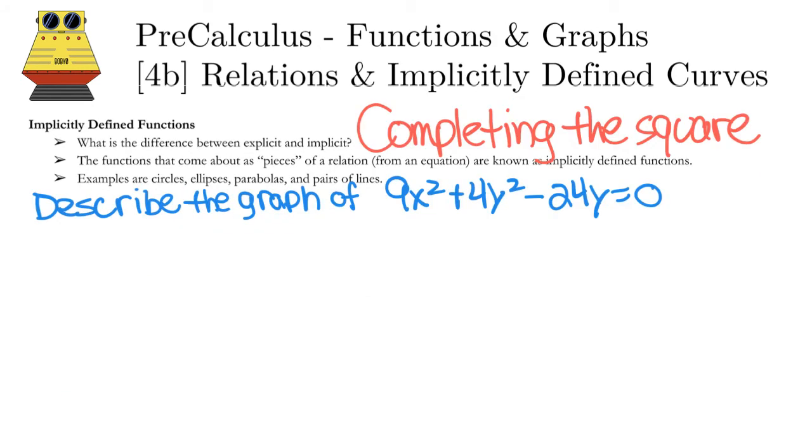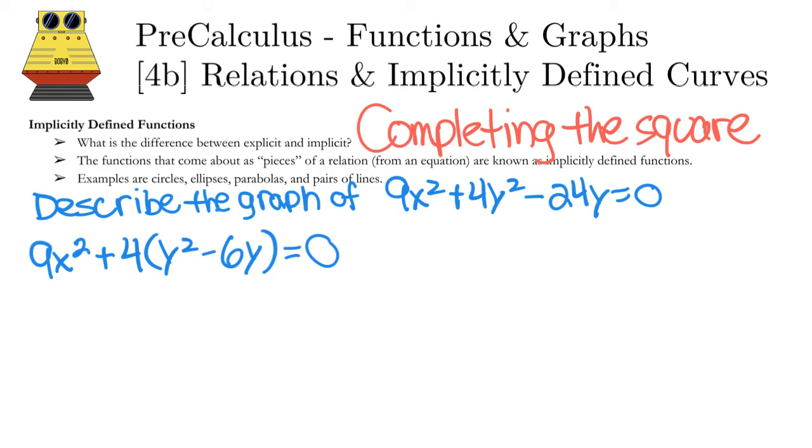Here's a more advanced example. Describe the graph of 9x squared plus 4y squared minus 24y equals 0. Just by looking at that equation, it's hard to really know what that'll look like on a graph. So let's try to solve for y. First, let's factor a 4 out of the terms that include y variables. So we have 9x squared plus 4 parentheses, y squared minus 6y, close parentheses, equals 0.